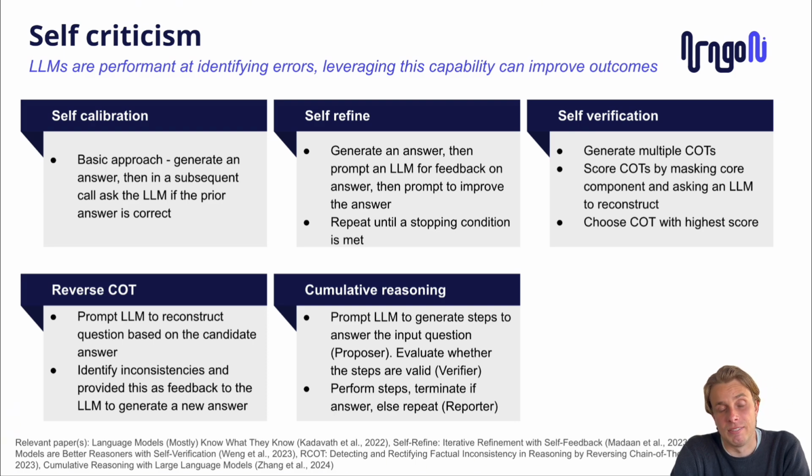They then have a verifier, whose job is to evaluate whether previous steps are valid. So that is the self-criticism part. And finally, we have a reporter, which effectively is responsible for terminating. So when do we have enough reasoning that we're happy with that we can stop now? To summarize, the proposer generates the steps, the verifier evaluates that the steps are correct, we then do those steps, and our reporter says when to stop.